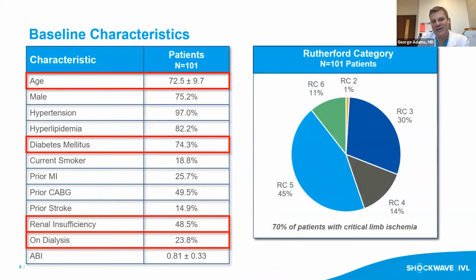The baseline characteristics, so the demographics of the population, they were older, about 73 years of age on average. Your typical comorbidities, with about 75% of them being diabetic, about half of them being renally insufficient, and a quarter of them being on dialysis. As you can see here to the right, about 70% of the patient population had critical limb ischemia, meaning they were Rutherford 4 to Rutherford 6.